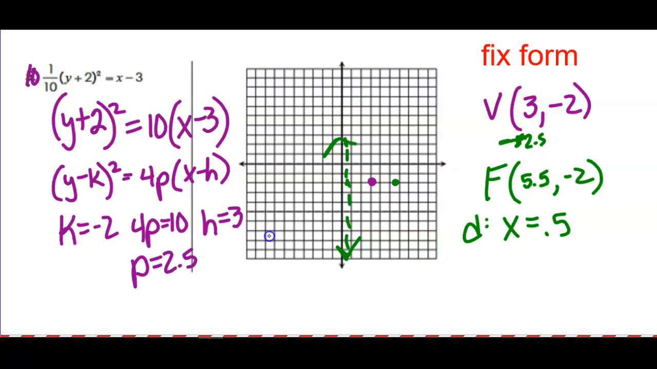All right, and then the rest of it, again, you just need to know it's opening to the right. But if it's a total distance of 10 from this focus, it's 5 units up, 5 units down, and that's what the graph looks like, okay? Again, 4p is 10, and that's this entire distance is 10.